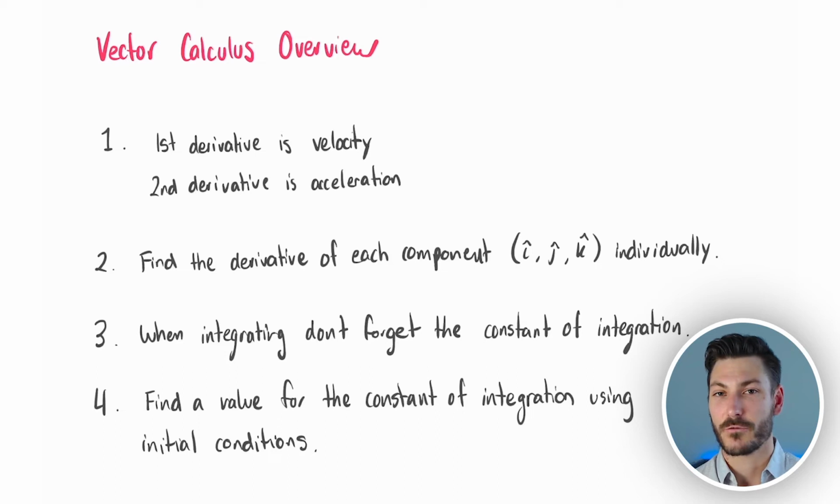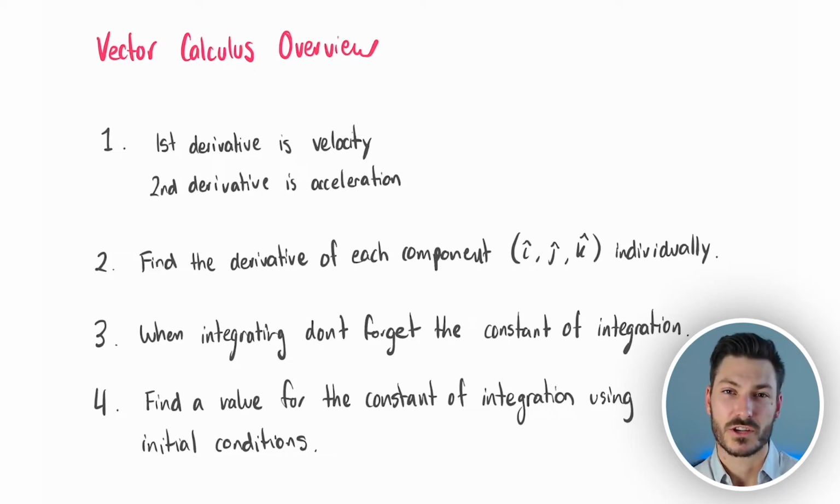Okay, first things first, we have a vector calculus overview. When we derive vectors, we want to derive each of the components individually, and also we want to know that the first derivative of position is velocity and the second derivative is acceleration. Then we also want to know when we're integrating that we must use our constants of integration, and lastly, we can use initial conditions to find those constants of integration.